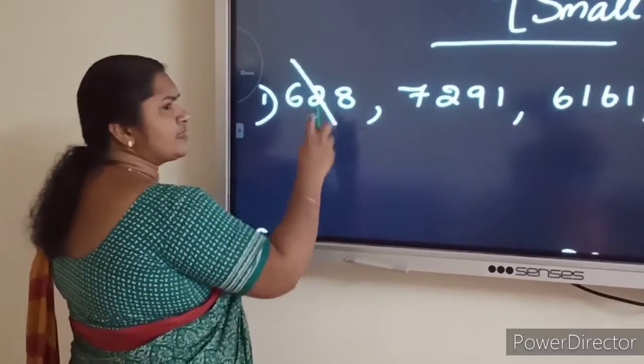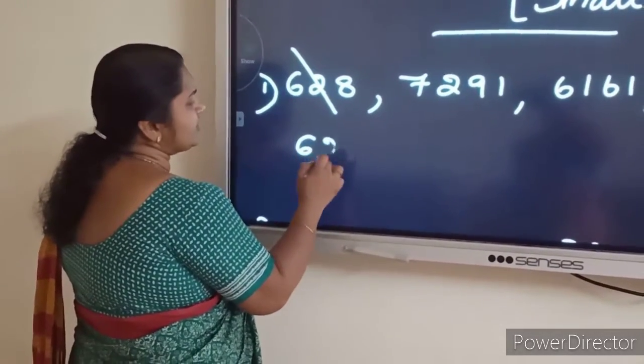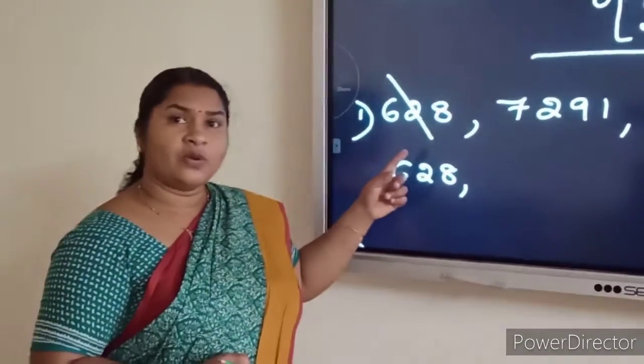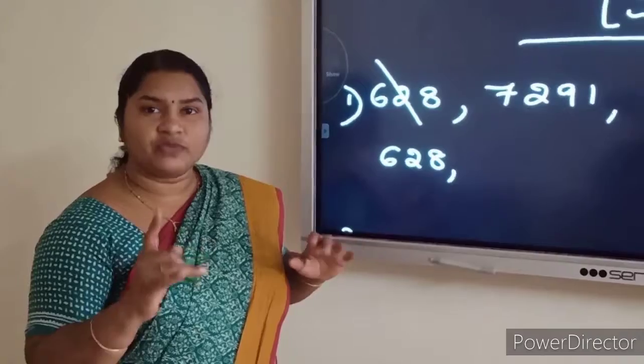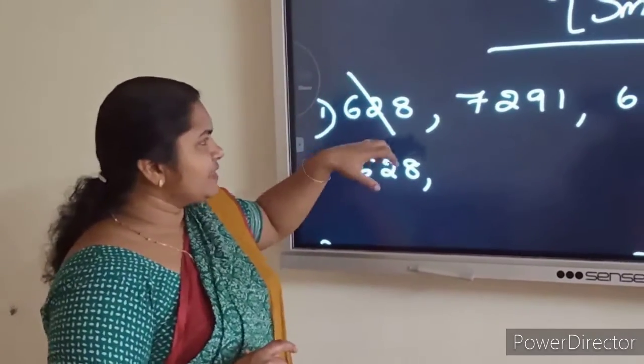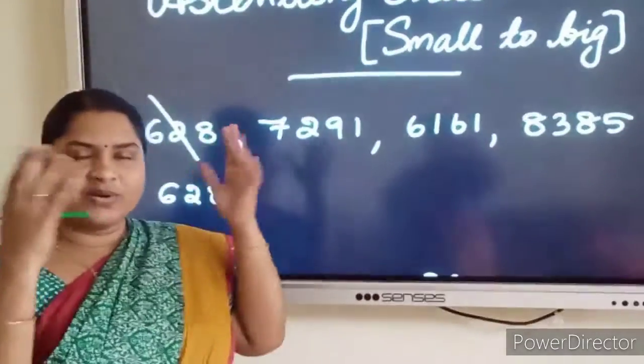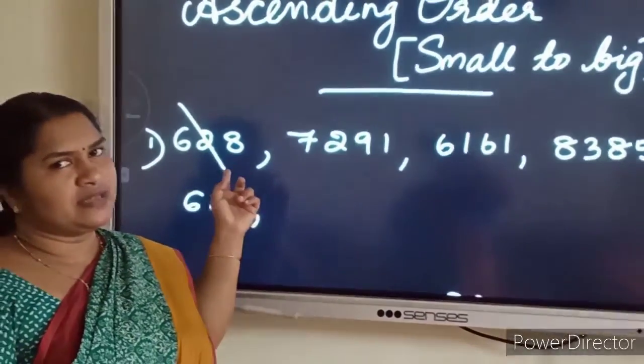And I cut this and I write here 628. Why do I cut this? In order to avoid confusion. If I cut this, now we have only to focus on these 3. Don't think about this number. So I cut this number.